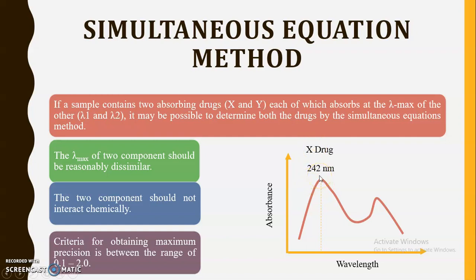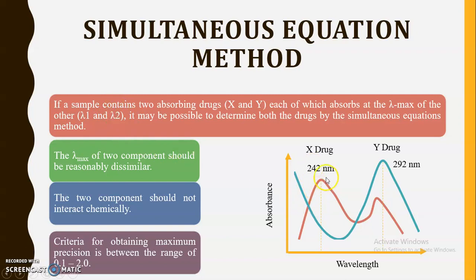Now we are familiar with the meaning of lambda max: it is nothing but the wavelength at which that drug shows the maximum absorption. So here you can see this X drug shows maximum absorbance at 242 nanometer. Similarly, if we take the calibration graph of the Y drug, you can see that the Y drug shows maximum absorption at 292 nanometer, which we have considered as lambda 2.